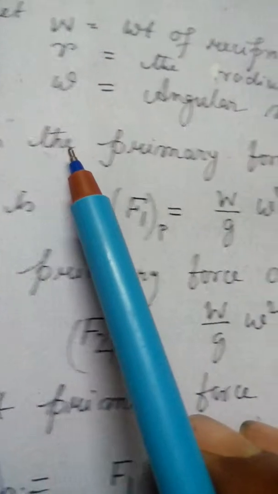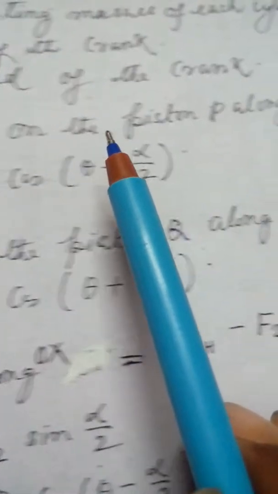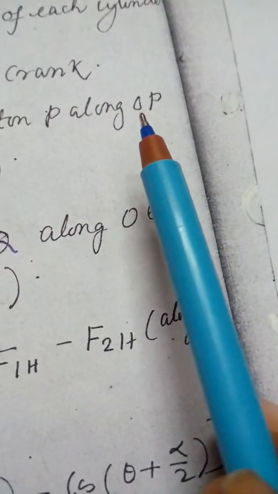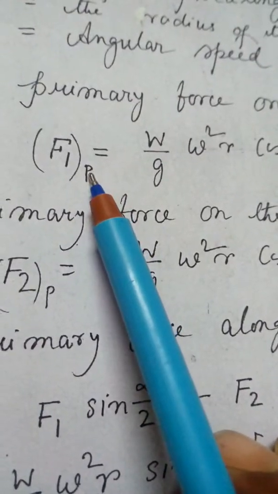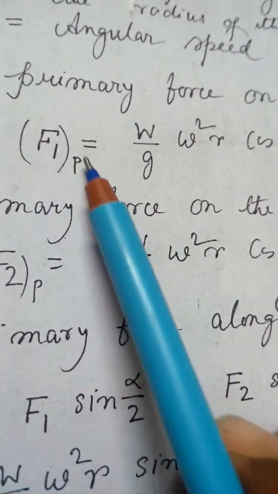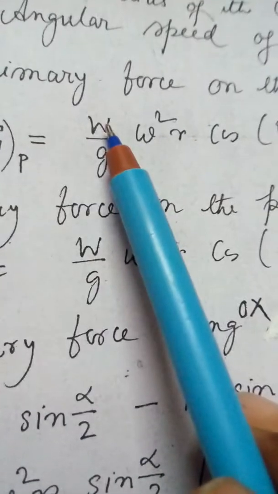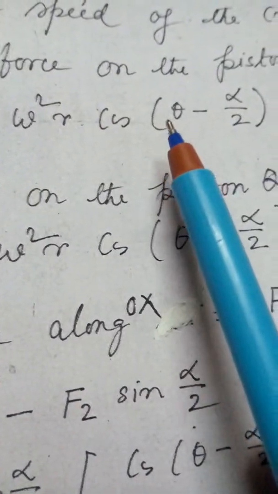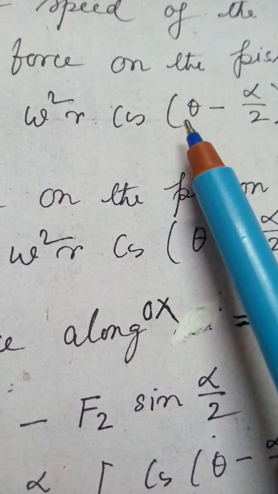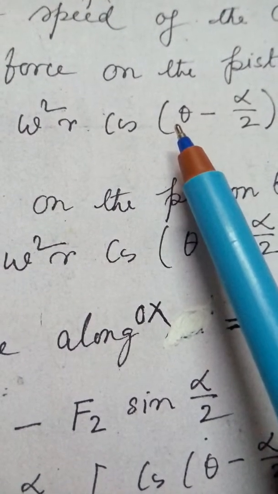Then the primary force on the piston P along OP is nothing but F1, which I have shown you. P stands for primary force, F1, where 1 is the P cylinder. So W by g into omega square R cos theta minus alpha by 2. This is the primary force, the cos term comes, and this is the angle from the YY, the angle of the crank OA from the line of stroke of P.